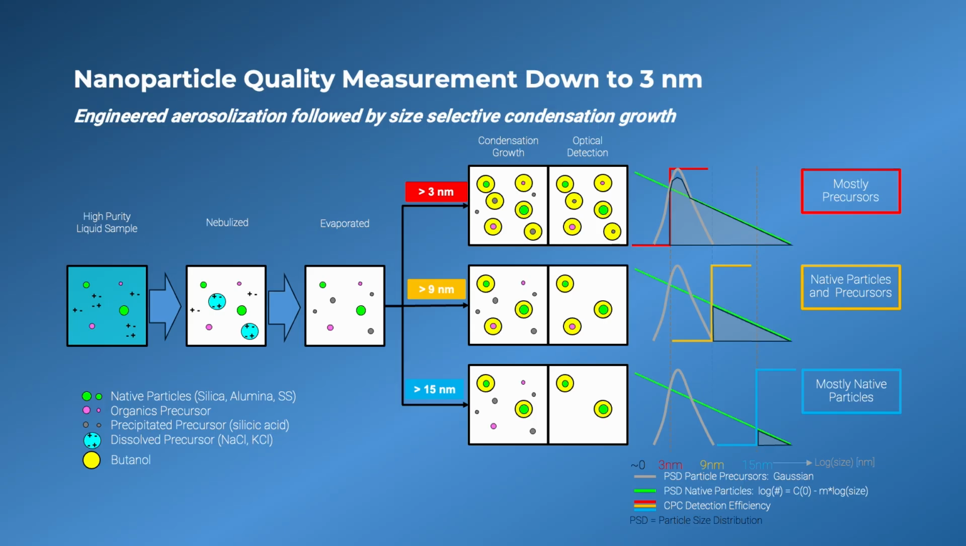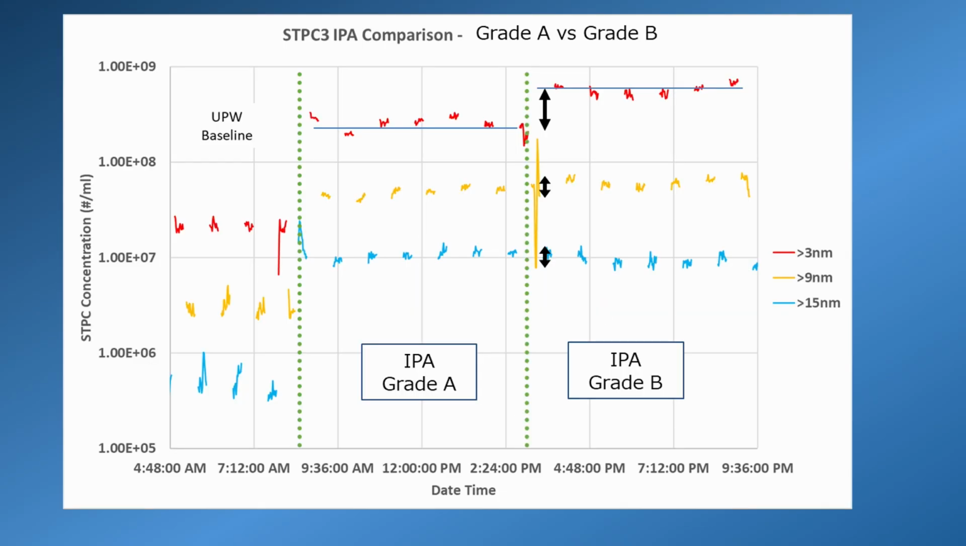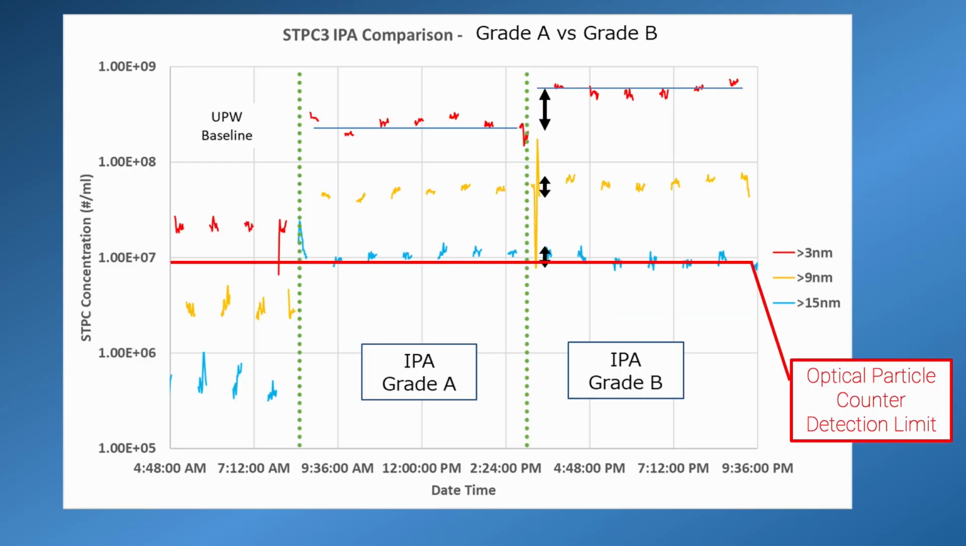The STPC3 simultaneously measures native particles, organic and inorganic precursors, and precipitated non-volatile residues. This comprehensive detection provides a complete picture of contamination, well below the limits of optical methods. For example, here is a comparison of 2 different isopropyl alcohol samples, with an initial baseline of ultra-pure water.